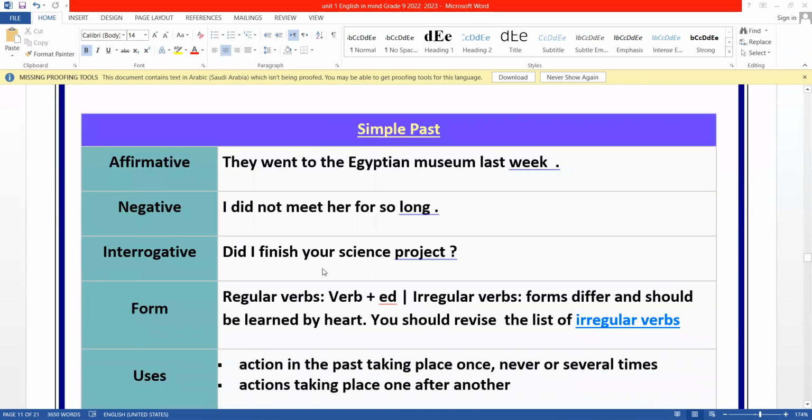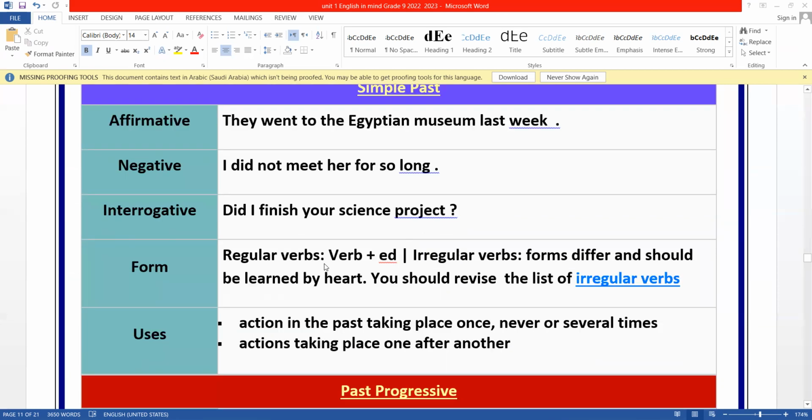Simple past, affirmative form, we have two forms of the verb, regular verbs and irregular verbs. They went to the Egyptian Museum last week. Negative, I didn't meet her for so long. Question, we have two kinds of questions, yes/no questions and WH questions. Did you finish your science project? Or where did he go yesterday?